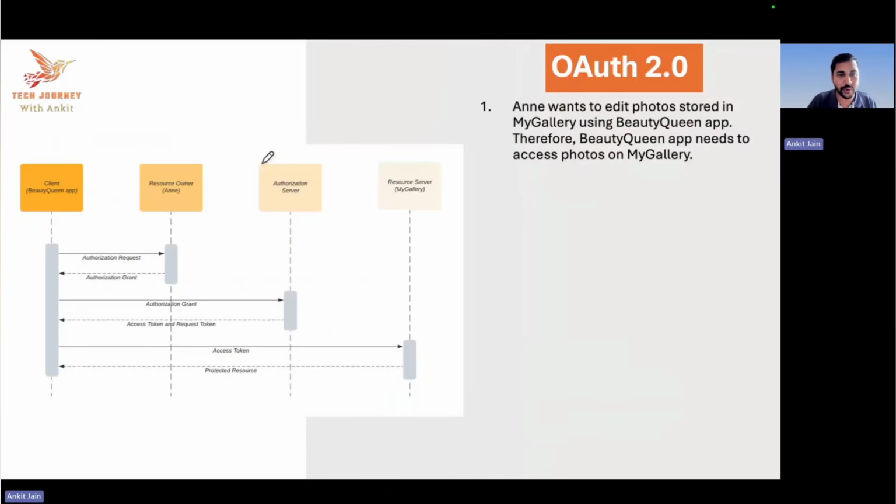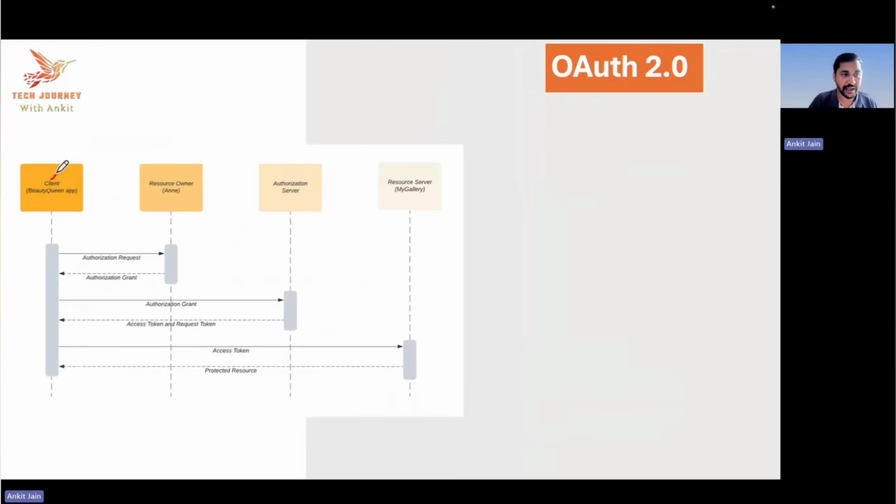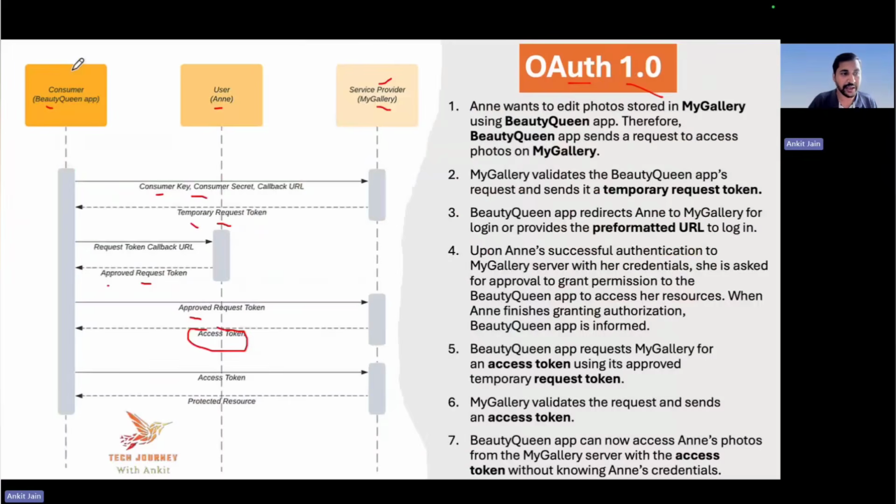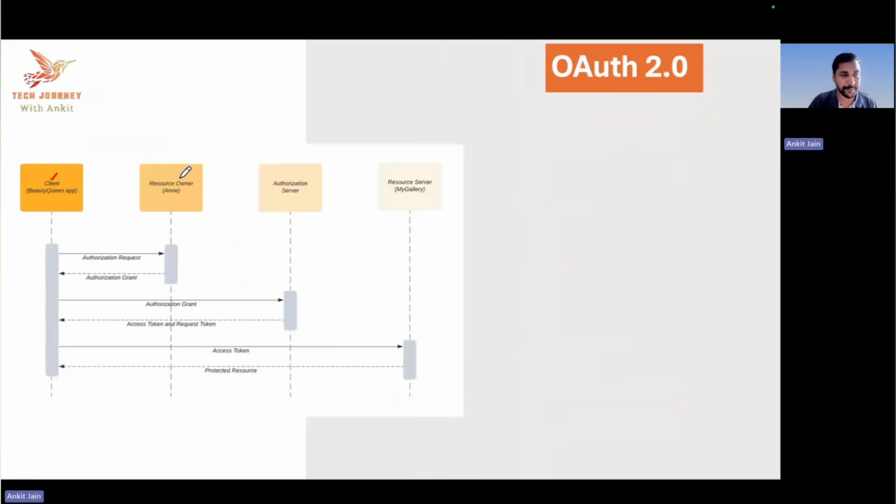Now in OAuth 2.0, you can see that there is one additional entity, and the names have also changed here. Here it is referred to as the client. Previously, it was referred to as the consumer, but now in OAuth 2.0, it is the client. In the previous flow, it was the user, but now it is the resource owner. The third thing is that previously it was the service provider, but now it is the resource server. So the terminologies changed between OAuth 1.0 and OAuth 2.0.